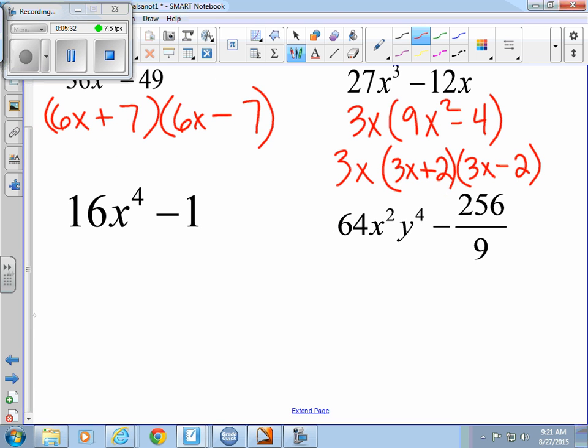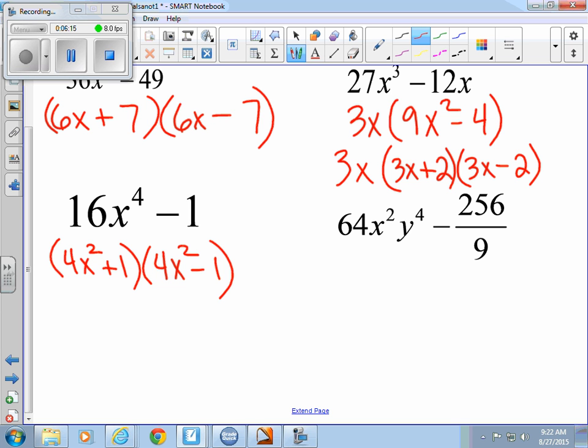Is 16 a perfect square? Is x to the 4th a perfect square? Anything with an even exponent will be a perfect square. And is 1 a perfect square? So it's 4x squared plus 1 and 4x squared minus 1. Any questions so far?